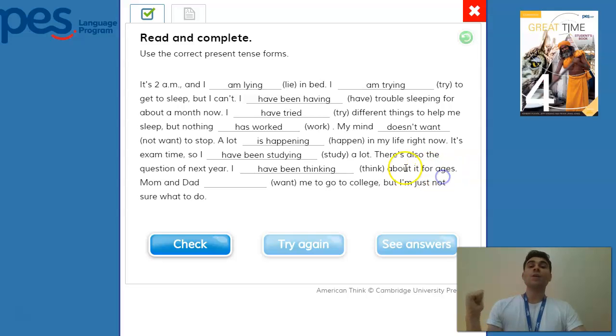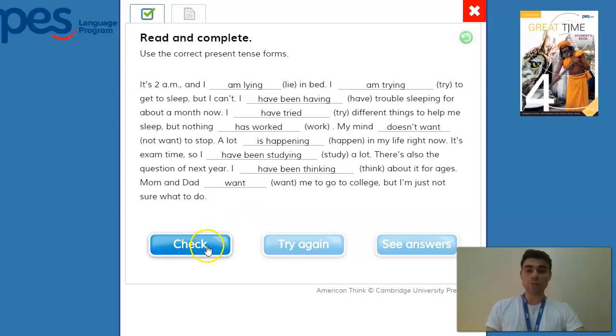Remember the 4? And she is still doing that. So that's why we have the present perfect. We don't know when it started, but it's still going on. That's why the present perfect continuous. And mom and dad want me to go to college, but I'm just not sure what to do. Here, I do believe she's talking about a fact, right?